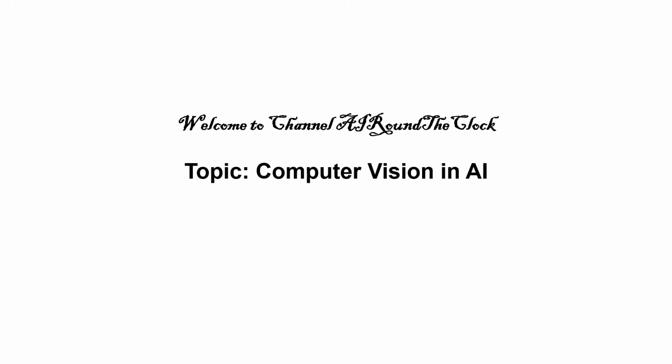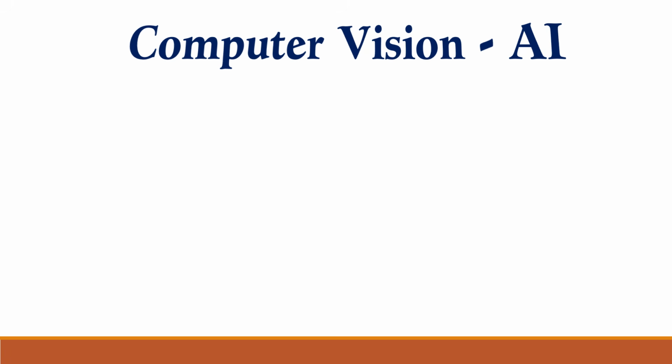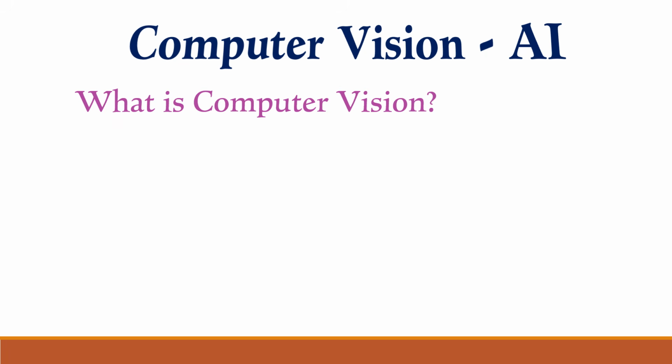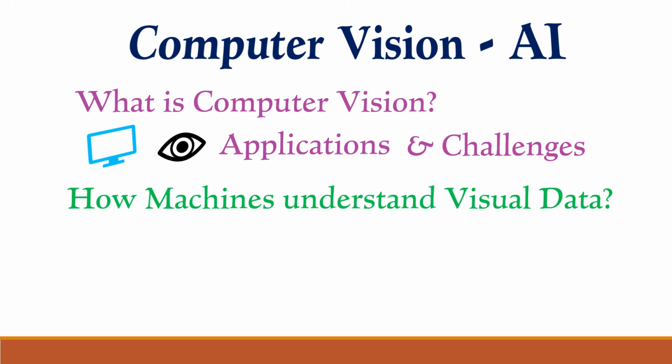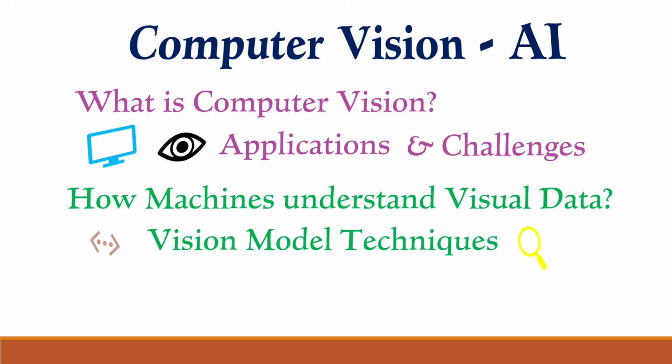Today's topic is computer vision and artificial intelligence, AI. In this video we'll cover what is computer vision, its applications, challenges and solutions. Then we'll deep dive into how machines process vision like humans, how computer vision works. Then we'll look into vision model techniques.